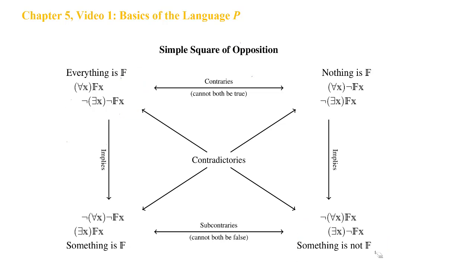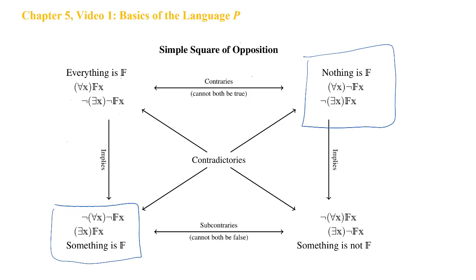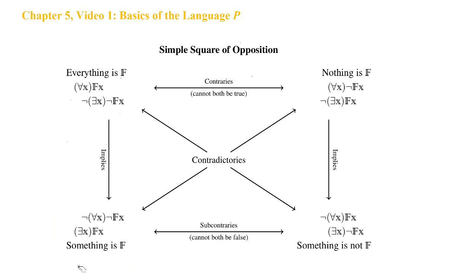Similarly, if at least one thing is F, if at least one cat is striped, if that is true, then in the upper right corner, nothing is F, no cat is striped, must be false, and vice versa. So the diagonally opposite corners always have opposite truth values. There are a few other interrelationships we can check out on this square as well.